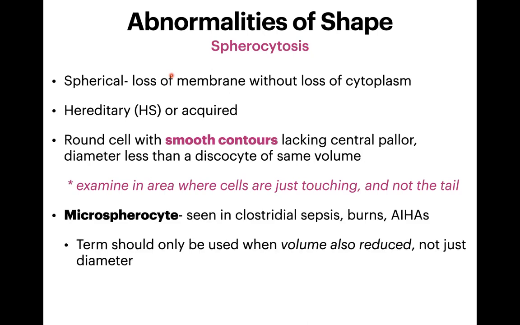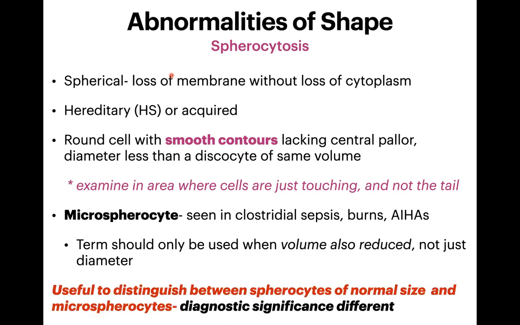Microspherocytes, as the name suggests, are smaller in size, and they are mostly seen in acquired conditions like clostridial sepsis, burns, and autoimmune hemolytic anemias. The term should only be used when the volume is also reduced and not just the diameter. In hereditary spherocytosis the diameter is reduced, but the volume is the same, whereas in these acquired conditions the volume is also reduced. So it is very useful to distinguish between spherocytes of normal size and microspherocytes, because they have different diagnostic significance.